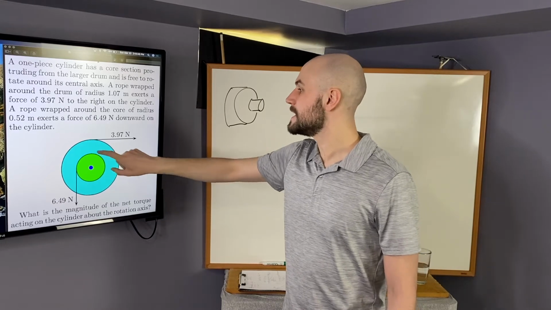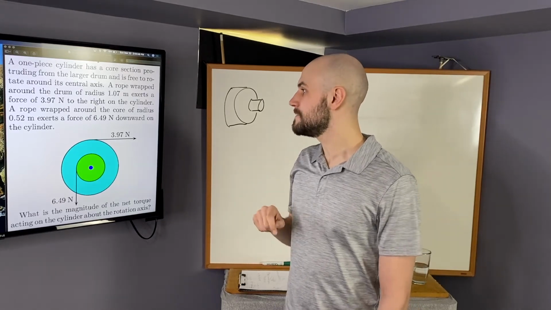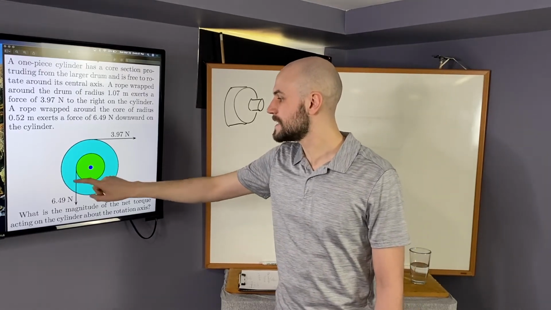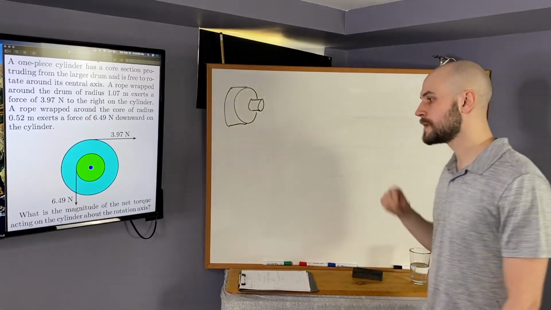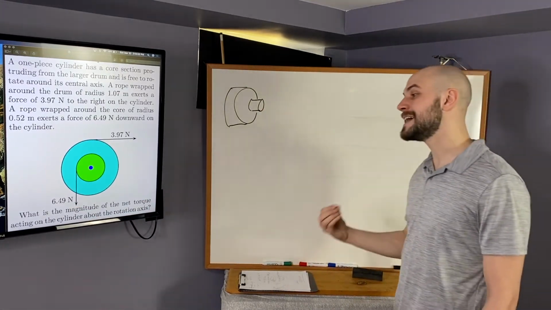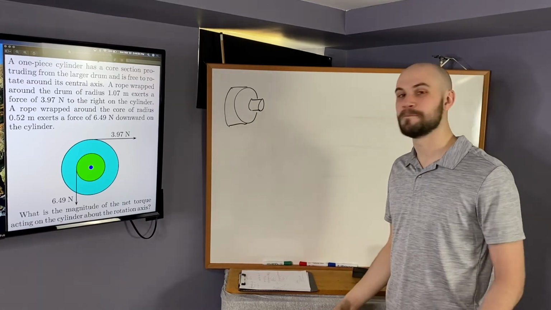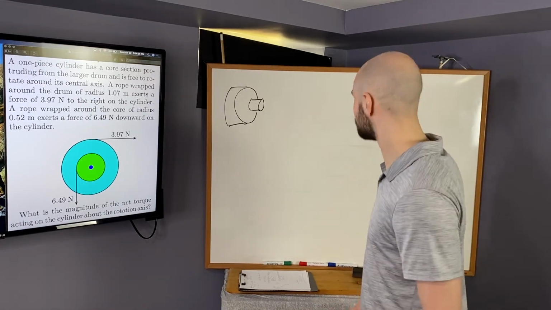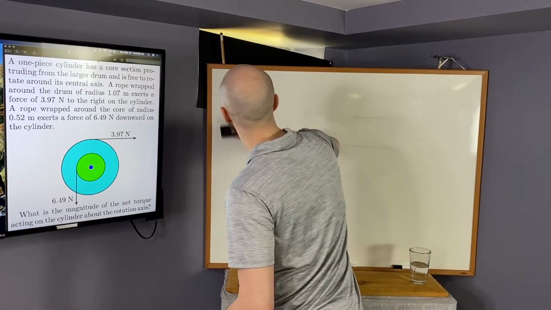And then for the inner one, we have a radius of 0.52, and it's exerting a force of 6.5 newtons downwards. And what we want to find is the magnitude of the net torque acting on the cylinder about its rotation axis. Okay.